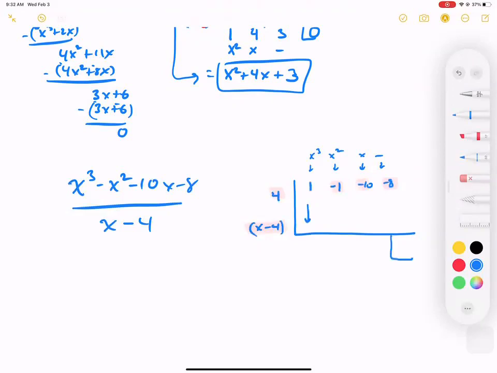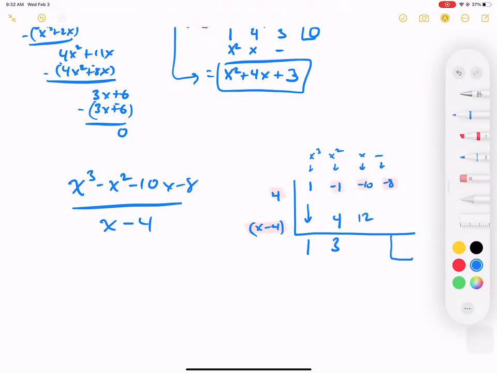Okay, first one's free on me. Since there's no one to add, that's 1. To bring it up, we multiply by 4. 4 minus 1 is 3. Multiply, go up to become 12. You don't have to draw these arrows. These arrows are just so you guys can see where I'm going.